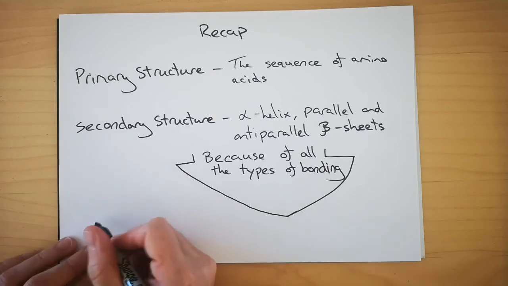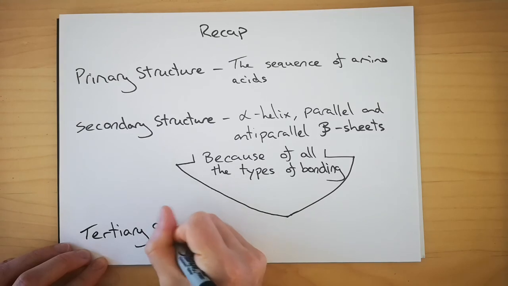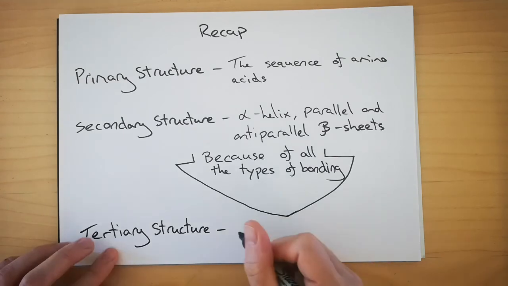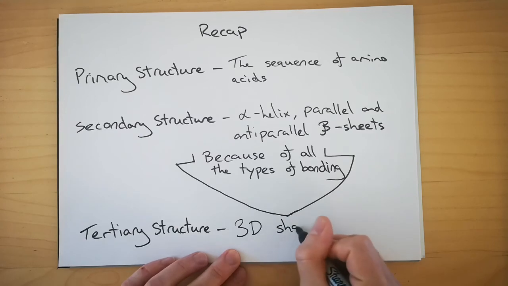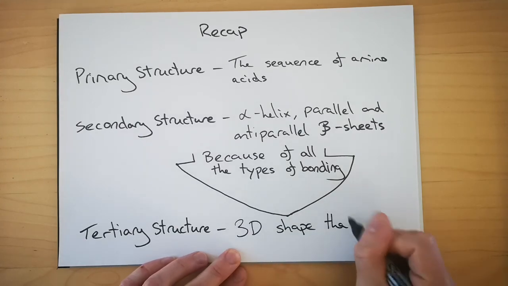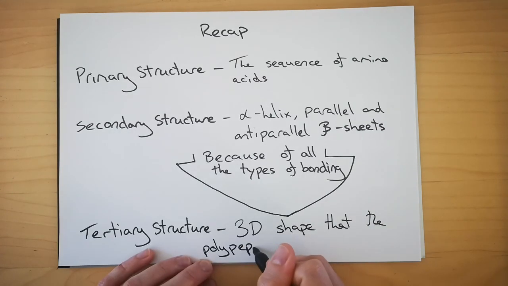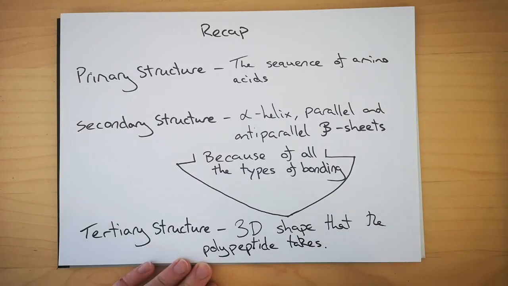we get the tertiary structure. And this is very simply just the three-dimensional shape that the polypeptide takes. It might be that this tertiary structure is the full protein, but it might not be.